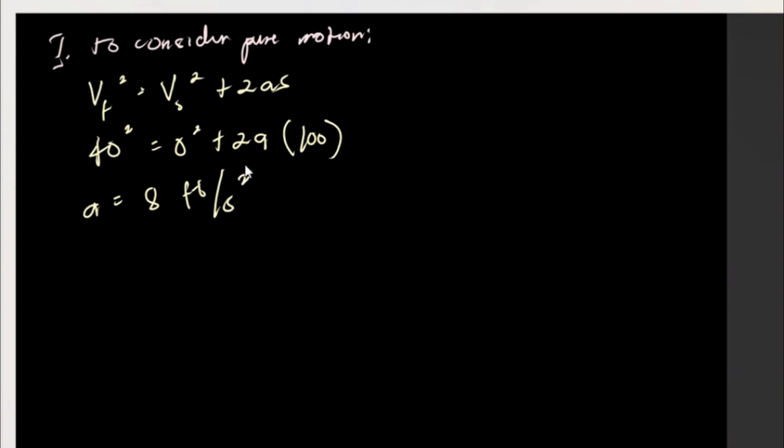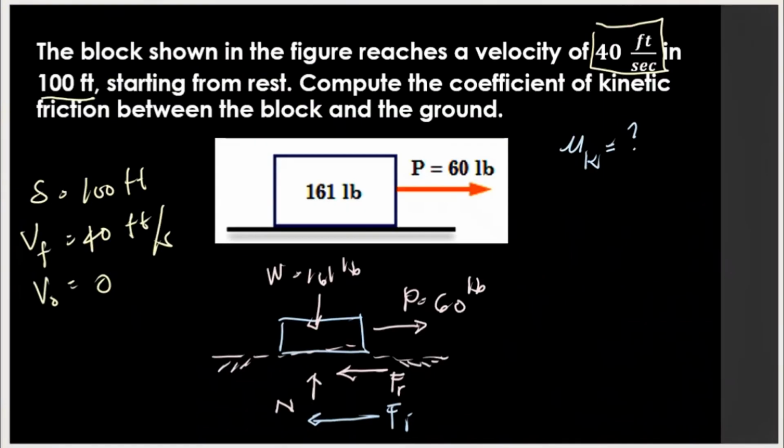So saan ba natin gagamitin to? To compute for the friction using the kinetics of motion. So doon na tayo sa part 2. Our part 2 solution is to consider kinetics in motion or kinetics of motion. Yan. So kung babalikan natin yung ating free body diagram here, yan.